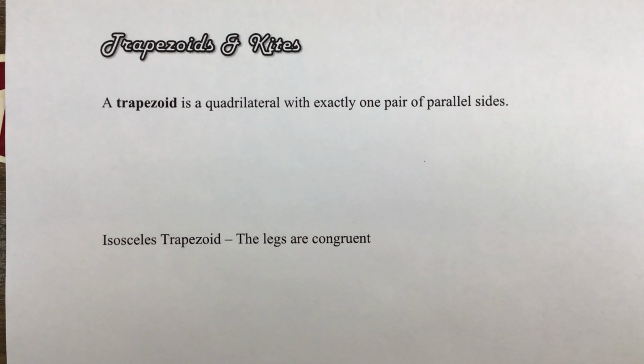All right, typically when we think of a trapezoid, we think of what is called the isosceles trapezoid, which we'll look at in just a bit here. That will be when the legs are congruent to each other. But by definition, a trapezoid is a quadrilateral, a four-sided figure with exactly one pair of parallel sides.